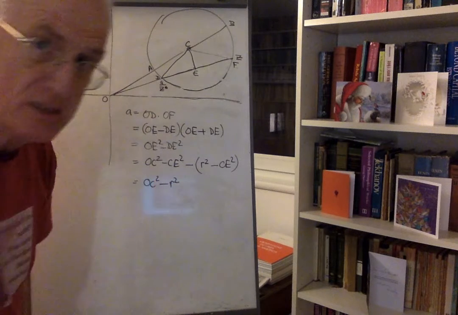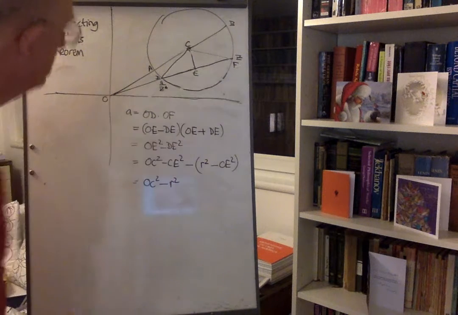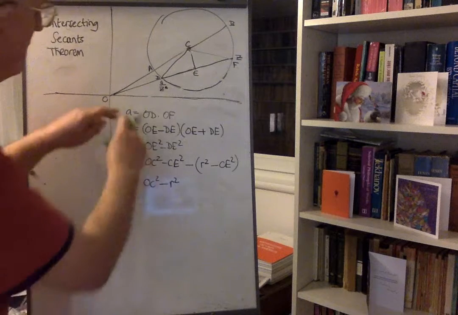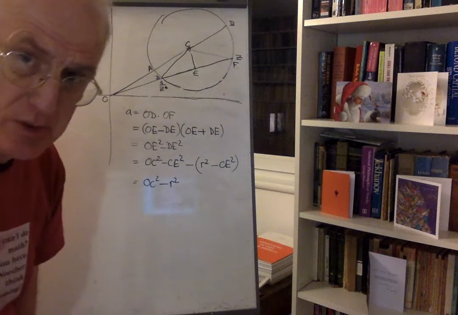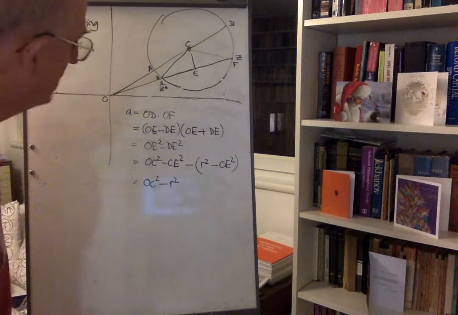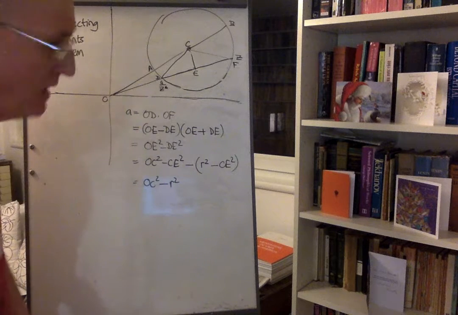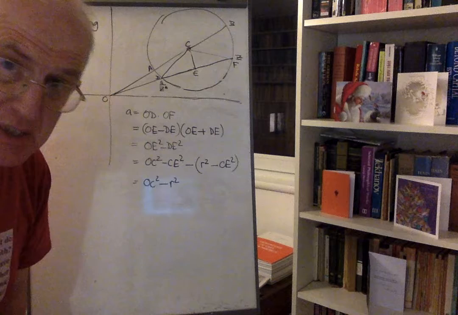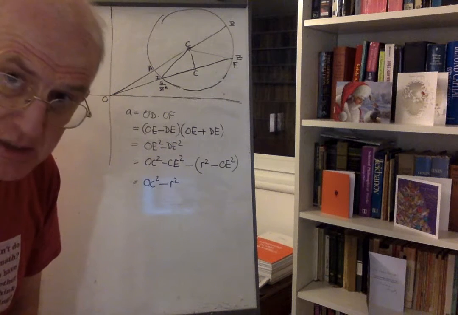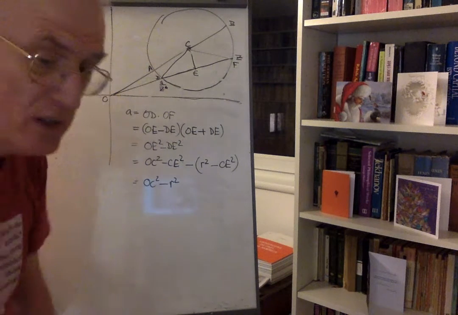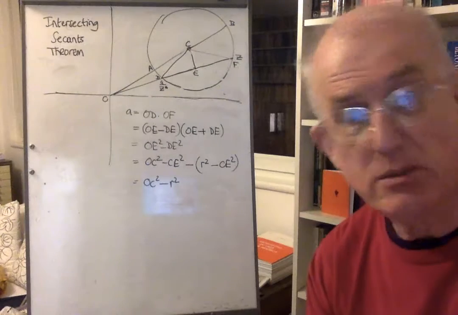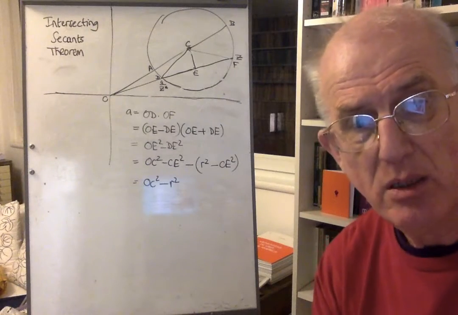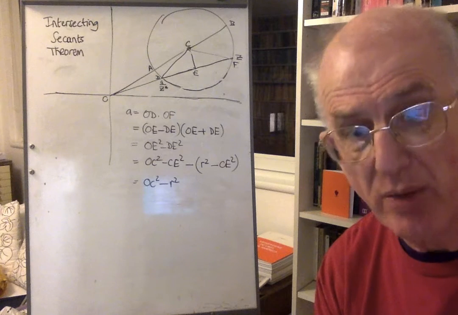R is fixed for the circle. OC squared is fixed for the circle. Therefore, A is a fixed quantity wherever Z is on a circle, and A over Z star goes around the same circle as Z does when Z goes around the circle. Therefore, 1 over Z star will go round a circle, not the same one, but it will go round a circle.